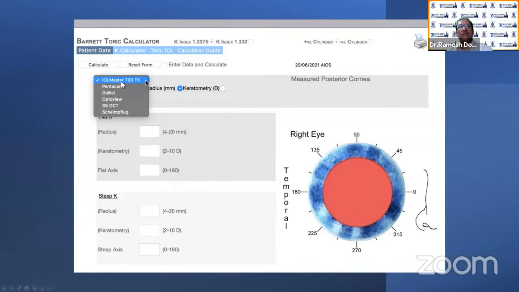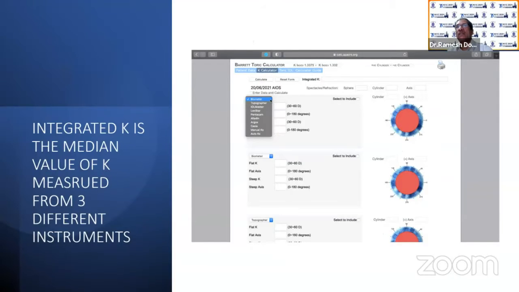You can enter the data from one of these 5 options: IOL Master 700 True K, the Pentacam, Galilei, OptoView, any SS-OCT device or any Scheimpflug device. You can enter the anterior and the posterior steep and flat K. That's all you have to do. So this is the measured posterior corneal option, which is useful in post-LASIK eyes, where the relationship between the anterior and posterior cornea has changed. It's also useful in ectatic corneas and thin corneas. It is not useful, like Dr. Atik mentioned, for our virgin eyes. For virgin eyes, please use the integrated calculator.